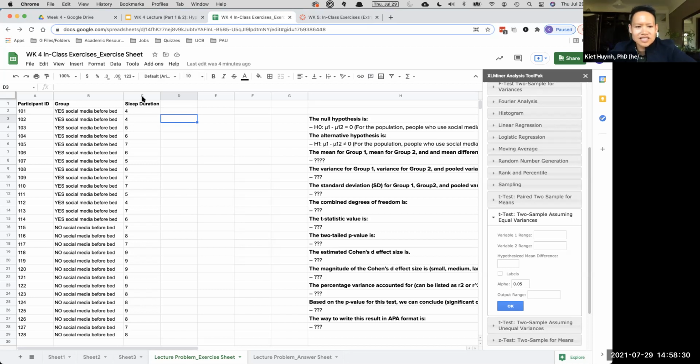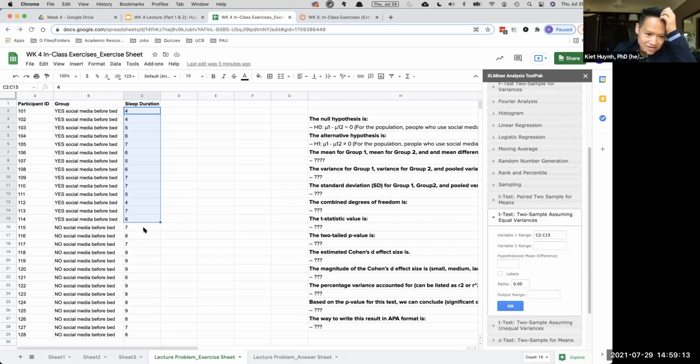Okay, what's important is that you have to highlight the values for the first group, and then click on the box here for it to input. So remember, I highlight all the values for the first group, which is the social media before bed group, right? All these are sleep durations for the people in the group that uses social media before bed. So I just highlight the numbers for sleep duration. I click here, and it populates C2:C15. C2 is this column, colon means to, C15. So from C2 to C15, that's what this means.